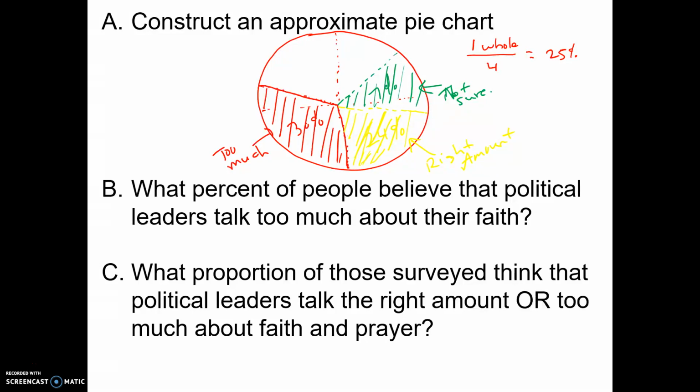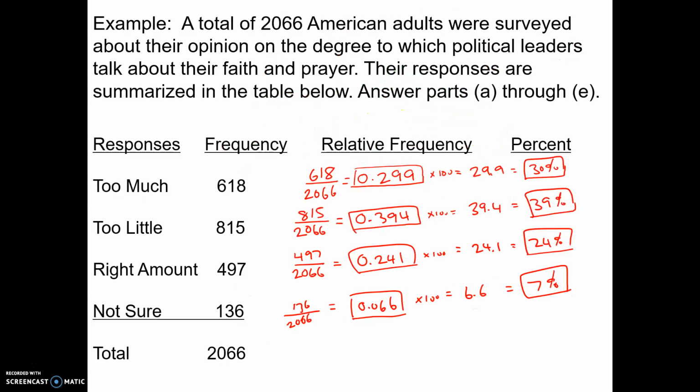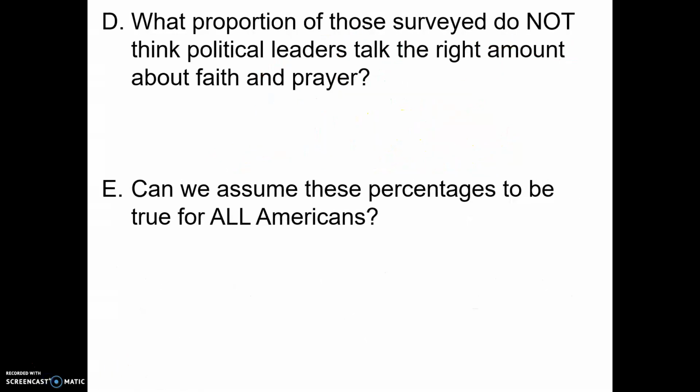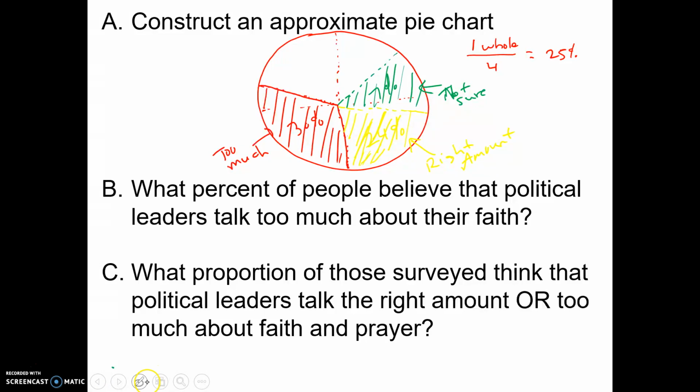Now the rest, hopefully, if we did it kind of correctly, is about 39% who said they talk too little. So this area is going to be about 39% who said they talk too little. Now, on your homework, you don't have to construct anything. You just have to approximate it and select the right one. Same thing on the exam. You don't have to construct it. You just have to select the right one. So that's why you only have to know the approximations.